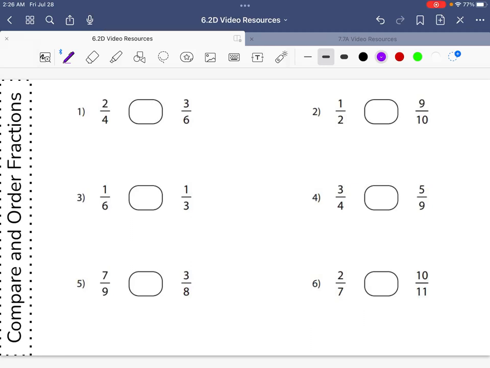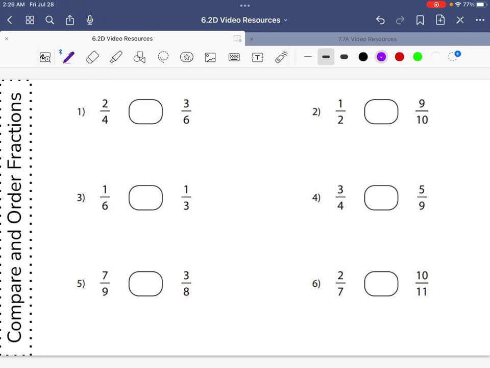Hey guys, today we're going to be comparing and ordering fractions. So our first problem that we're going to take a look at is 2/4 compared to 3/6. And the first thing that I notice is that my numerators are different and so are my denominators. But I also see that I can simplify both of these fractions.